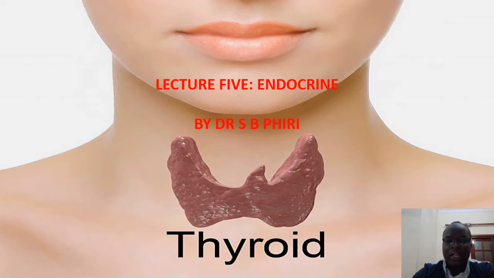The thyroid gland is responsible for the production of two major hormones, T3 and T4, triiodothyronine and tetraiodothyronine, which is also referred to as thyroxine. And of course, we have the parafollicular cells. The parafollicular cells are responsible for producing calcitonin, that is also involved in the metabolism of calcium.